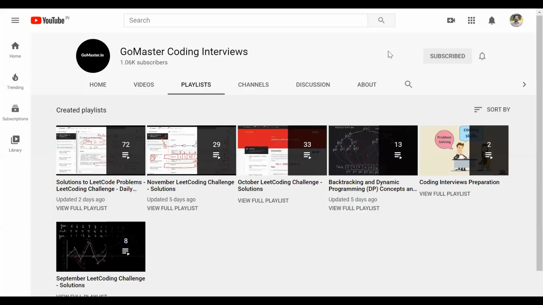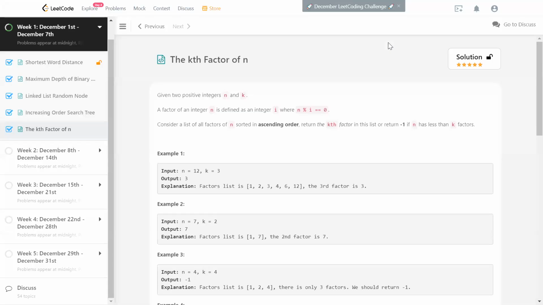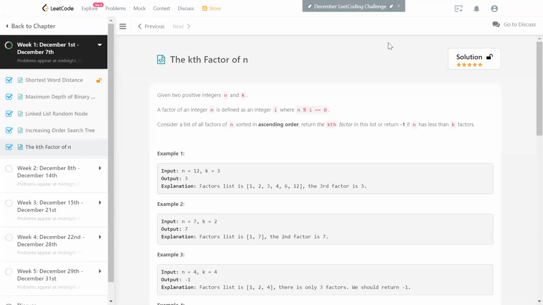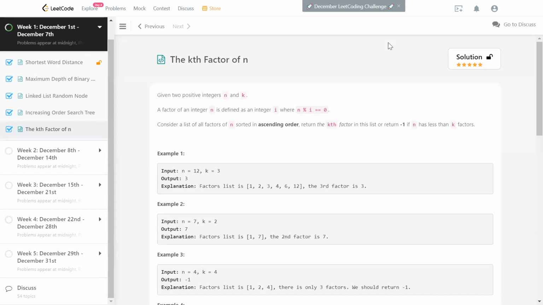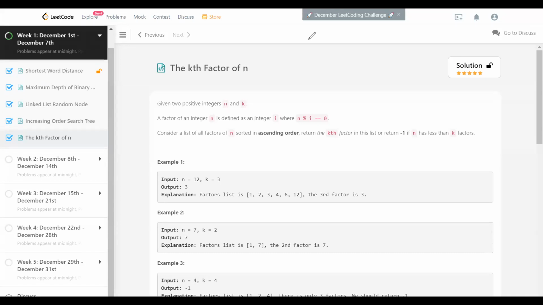Hello, I'm Channaban Kapoor. I'm going to discuss my solution to the LeetCode problem, the kth factor of n. It's today's daily challenge in LeetCode. The problem definition is straightforward. As it says, we need to find the kth factor of n, where n and k are given. If the number of factors of n is less than k, then we need to return -1.